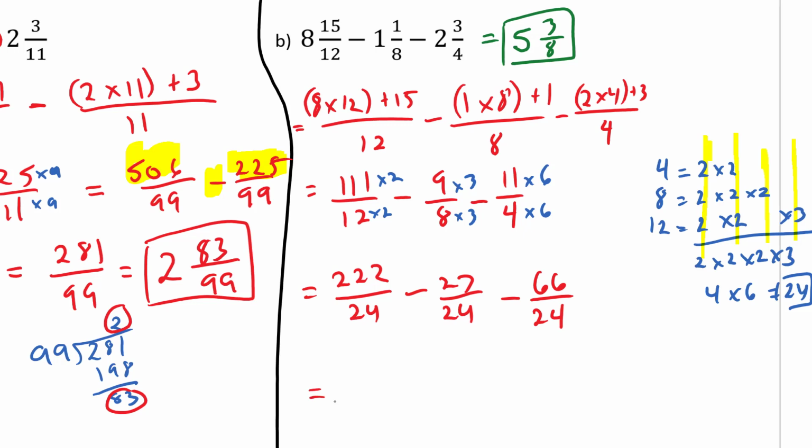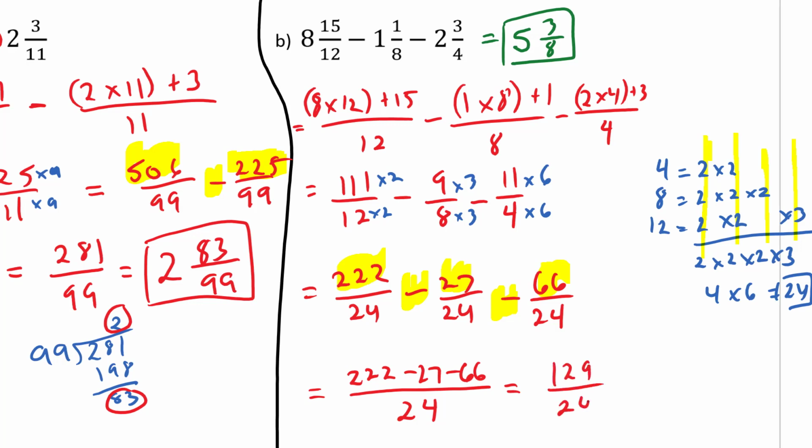Now that we have them all as common denominators, we put it over the same denominator, and then we do the math on the numerators. 222 minus 27 minus 66. We'll do this extra step just to make sure everyone understands what we're doing. Combine those together. 129 over 24. Here we now have to convert this improper fraction into a mixed number. We can do some long division on that.